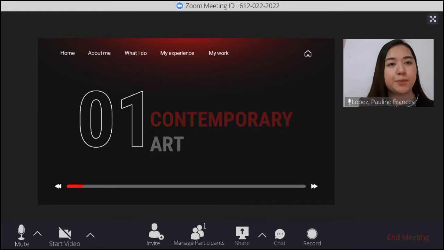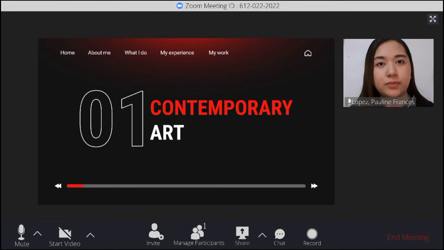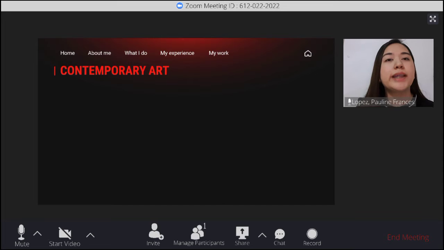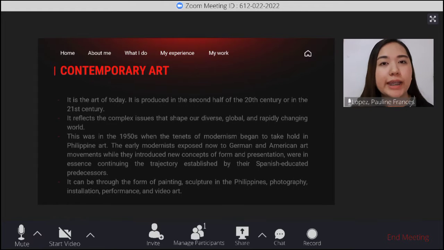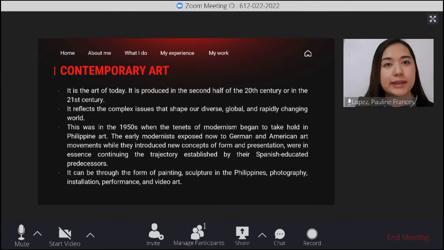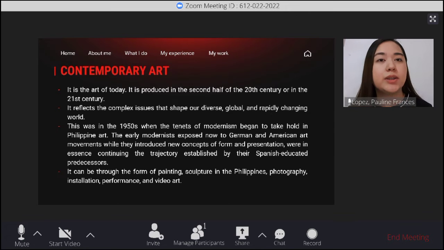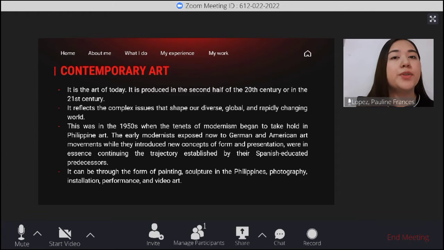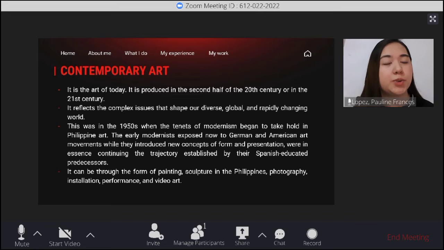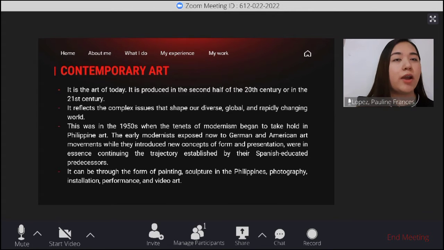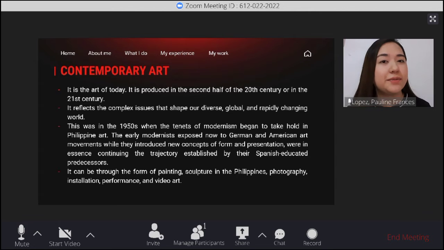First one is contemporary art. To define, contemporary art is the art of today. It's called the art of today since it was produced in the second half of the 20th century to the 21st century. Furthermore, it reflects the complex issues that shape our diverse, global, and rapidly changing world. In fact, an artwork that represents a common issue will be discussed later on, which is an artwork that has a lobster and a telephone.